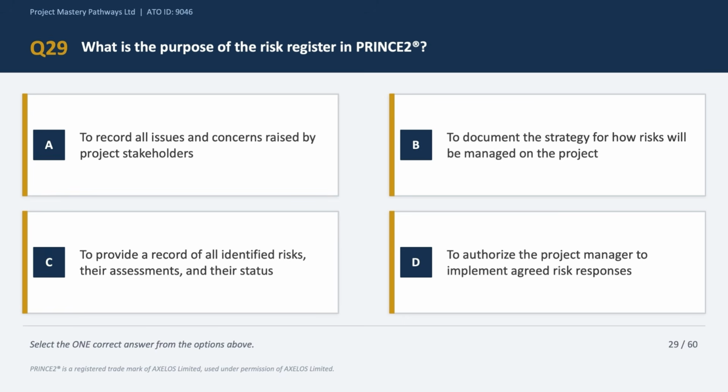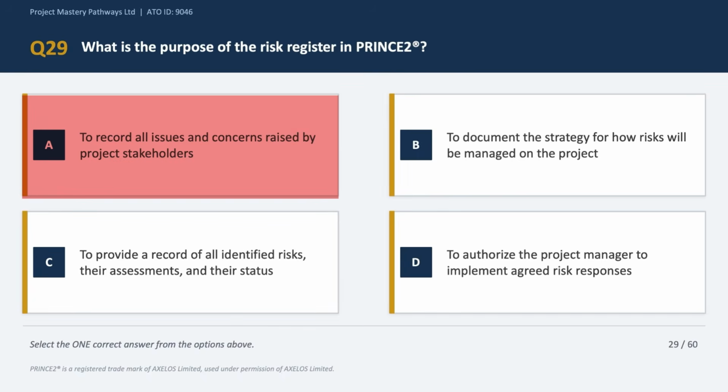Next, question number 29, and here we are on the risk register. Now the question is asking the purpose of the risk register. Note that it is not asking the purpose of the risk management approach. Very different things. So let's look at the options. Option A says to record all issues and concerns raised by stakeholders. Now that would be issue register, not the risk register. So option A is incorrect.